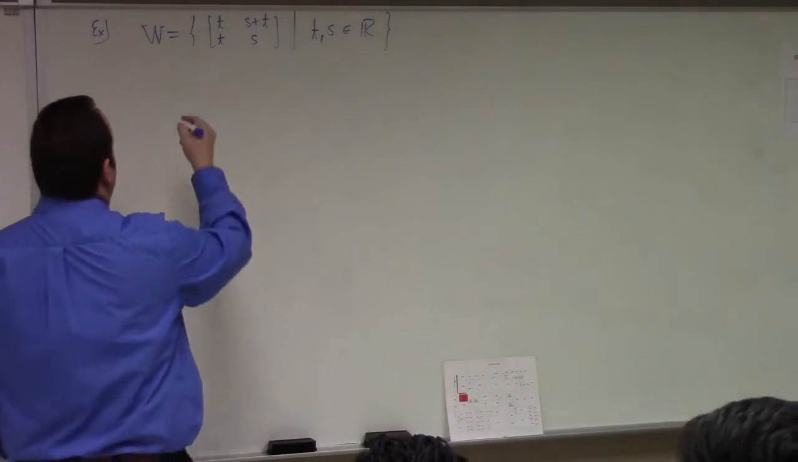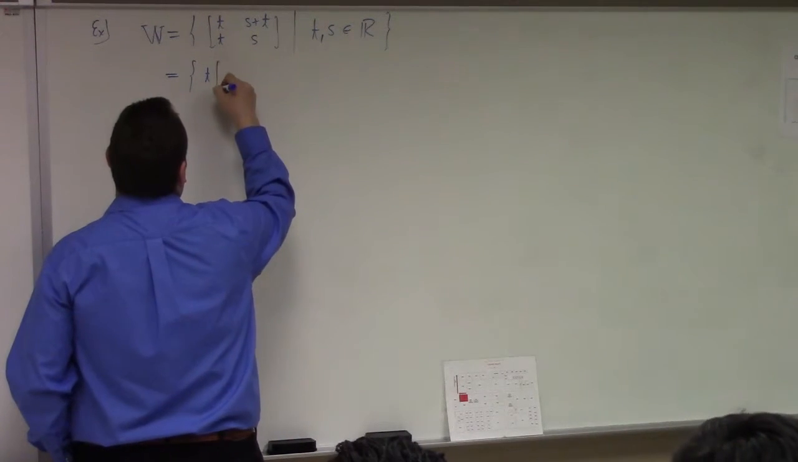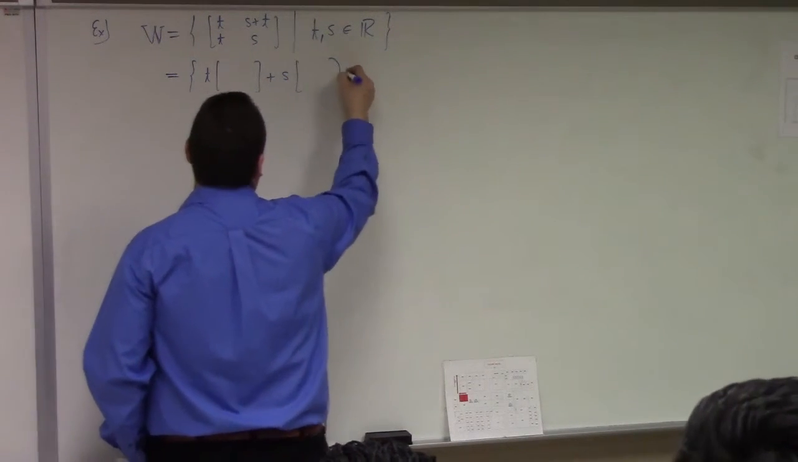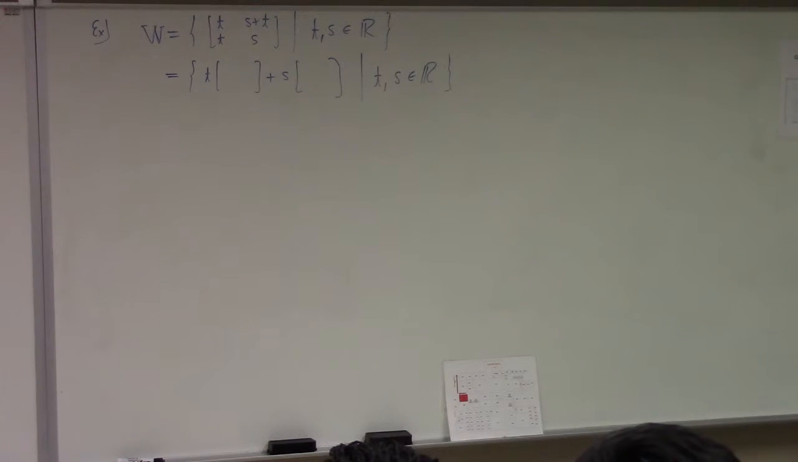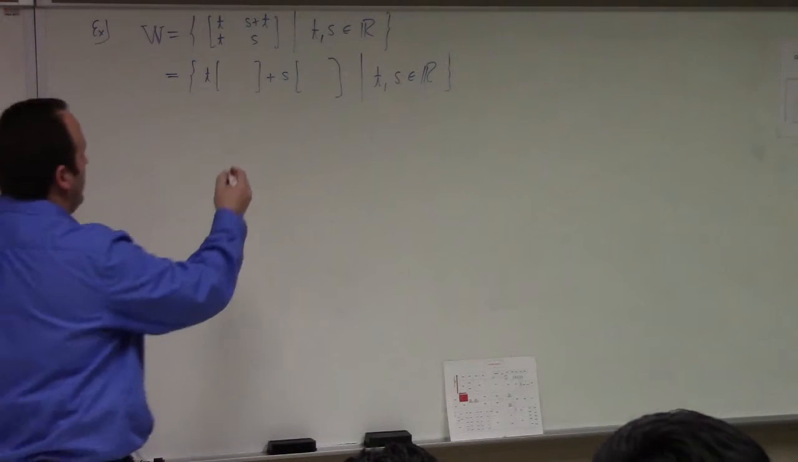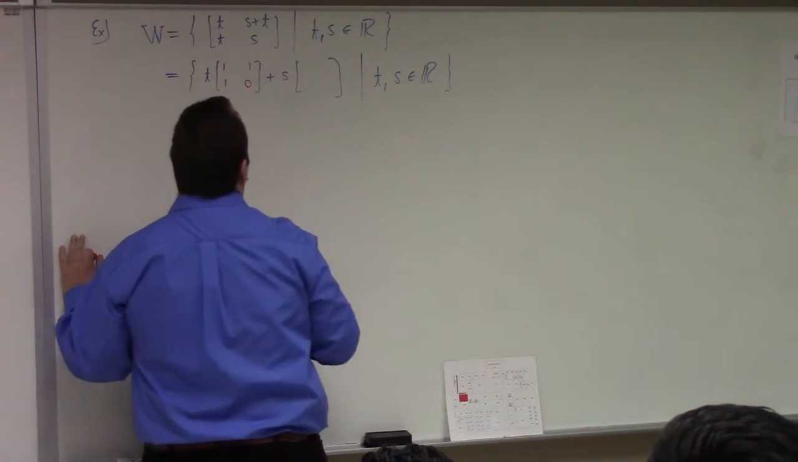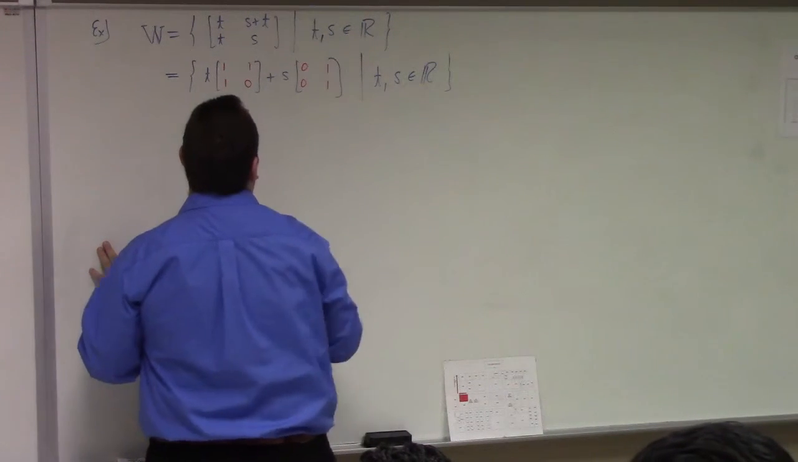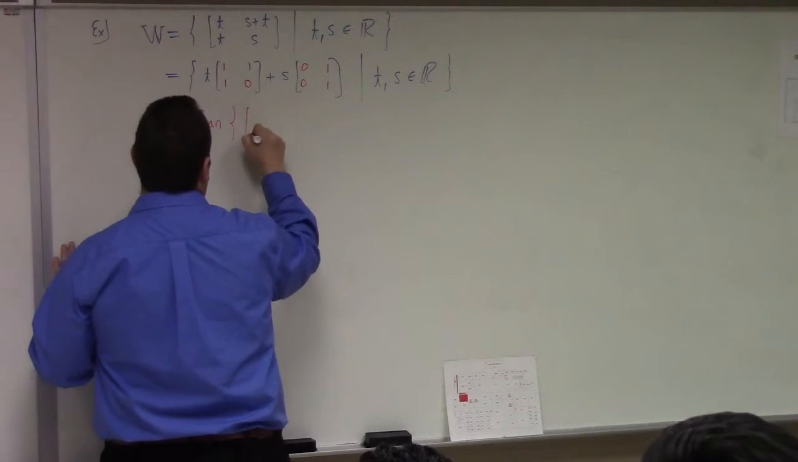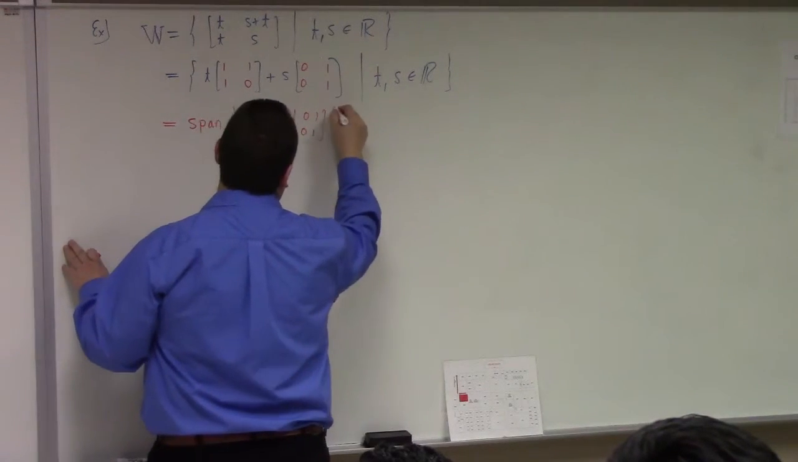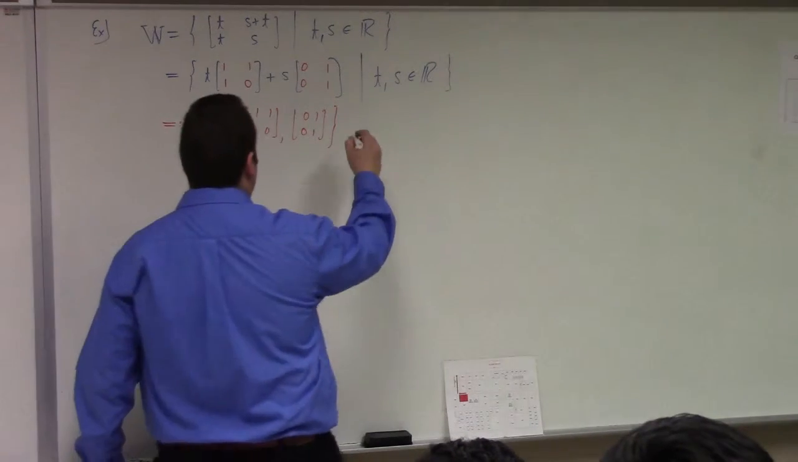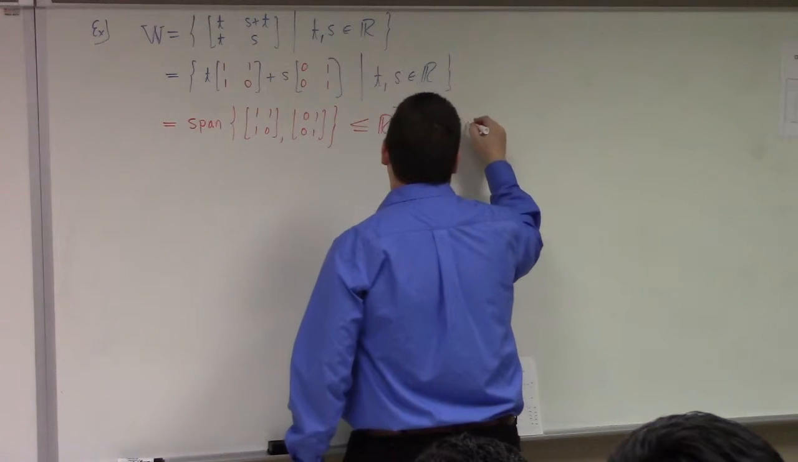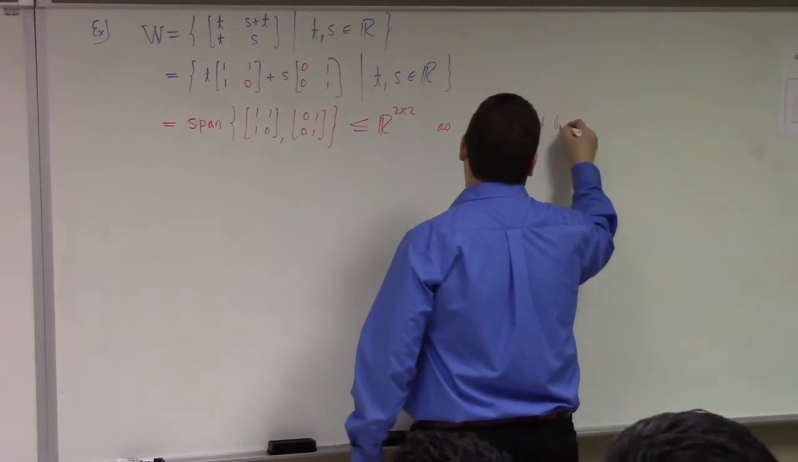Now, my point to you is that it's easy to rewrite this using properties of matrices. This is T times what matrix plus S times what matrix, such that T and S are arbitrary real numbers. I got a 1, 1, 1, 0. In other words, check it out. This is the span of 1, 1, 1, 0 and 0, 1, 0, 1. So if I want to prove that W is a subspace, all I have to do is write that down, and then I go, bam, subspace of R 2 by 2 as W is formed by a span.